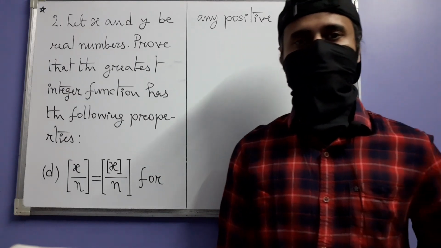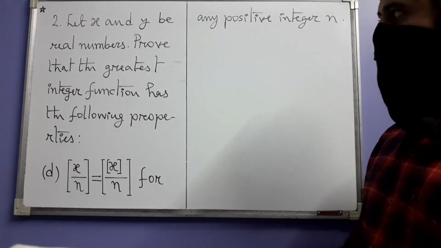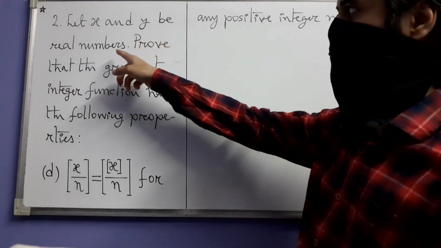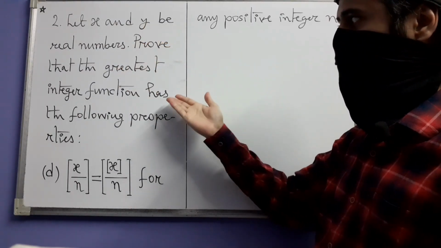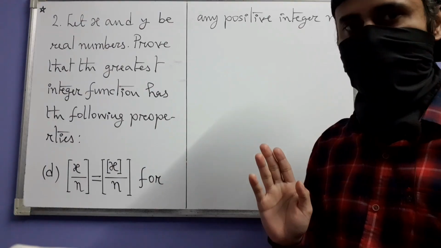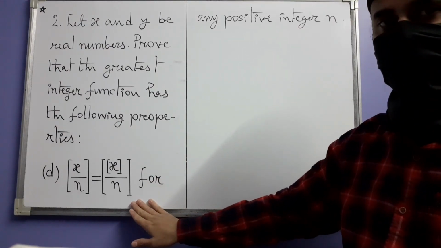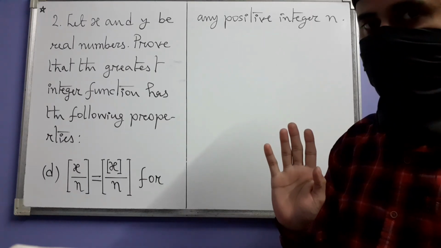So let's complete the remaining parts of exercise 2. Recall that this is how exercise 2 starts. x and y are any two real numbers. We have to prove that the greatest integer function satisfies some properties. Next, this is part D. We have already proved parts A, B and C.